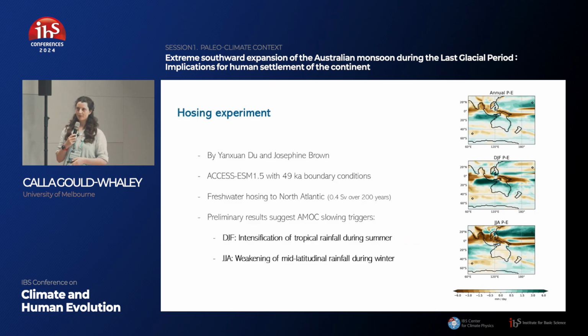So we took this to our climate modelling friends and said, are we crazy? Could we possibly have tropical moisture coming this far south? So they performed a hosing experiment. Yan-Xuan Du and Josephine Brown used the ACCESS-ESM1.5 model with 49K boundary conditions. And they introduced 0.4 Sv of freshwater hosing over 200 years to cause AMOC slowing. And they found, with the preliminary results, that there is an intensification of tropical rainfall across Australia during summer and a weakening of mid-latitudinal rainfall during winter. So this was pretty exciting.